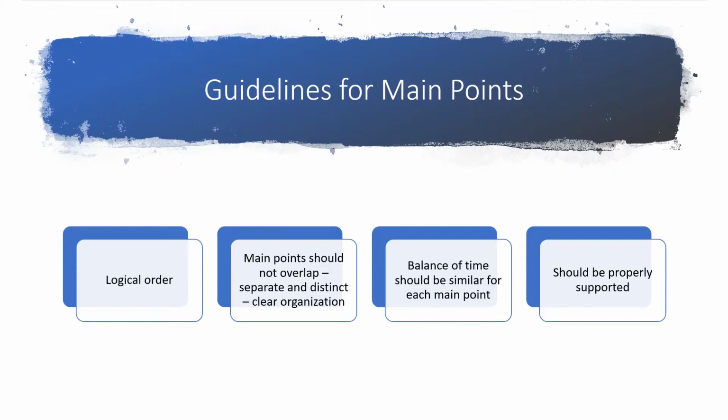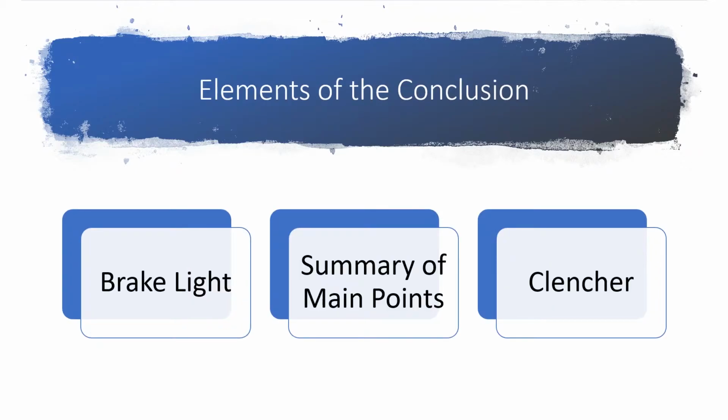Then you want to make sure that you balance the time that you spend on each main point. So you don't want to have one point that you just make like 2 sentences about at the end. You want it to be kind of divided between your 2 to 4 main points that you have. And then you want to make sure that you support each of the main points properly. So now we've completed the body of our speech. We want to talk about the elements of the conclusion.